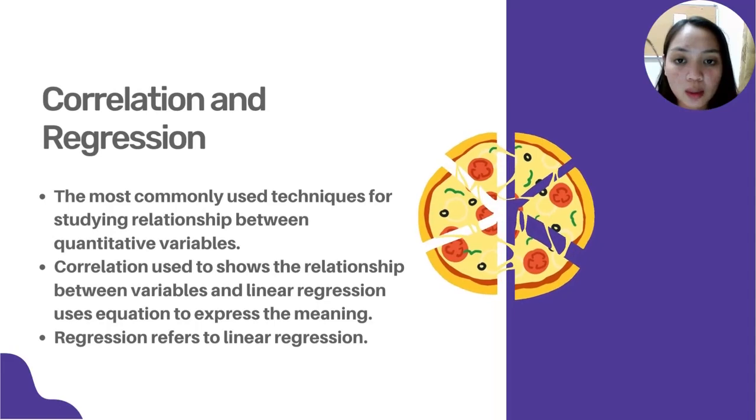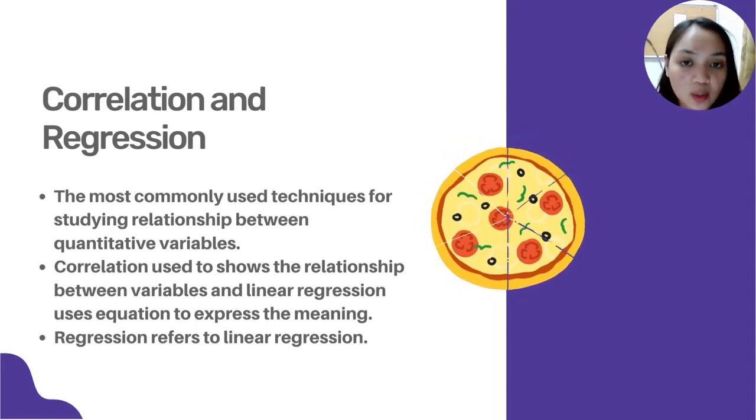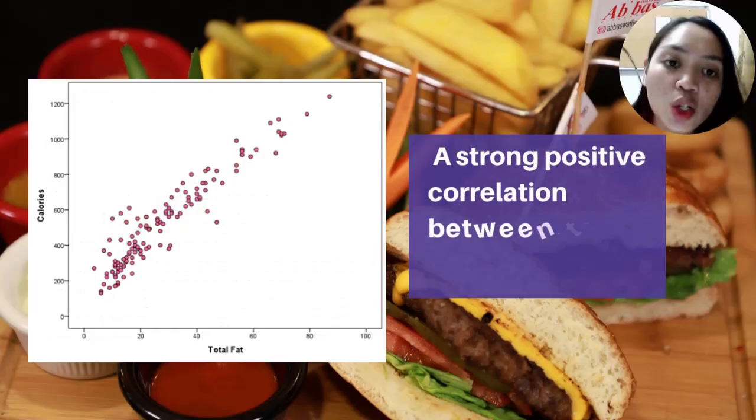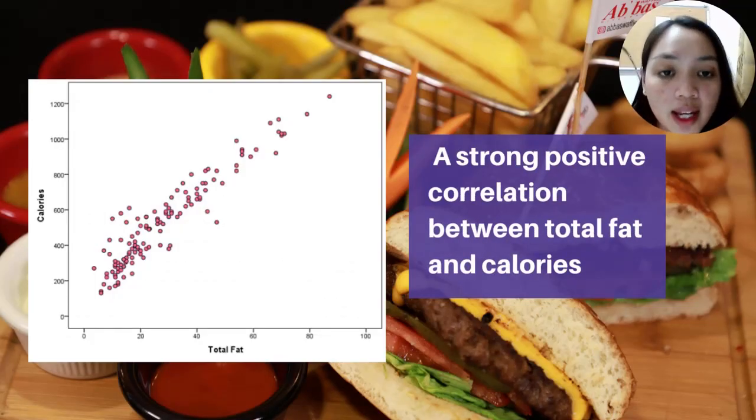For the correlation and regression, these are the most commonly used techniques for studying the relationship between variables. Correlation is used to show the relationship between variables, and linear regression uses an equation to express the relationship. So the regression also refers to linear regression. Based on this graph, it shows a strong positive correlation between the total fat and the calories.